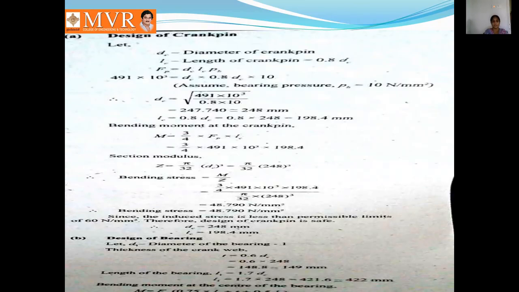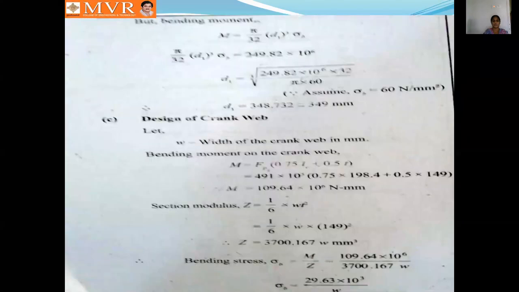Next, you will find the design of the bearing. In the design of the bearing, the thickness of the crank web T is equal to 0.6 into DC. Like that you will find the length of the bearing. Next, you will find the bending moment at the center of the bearing.